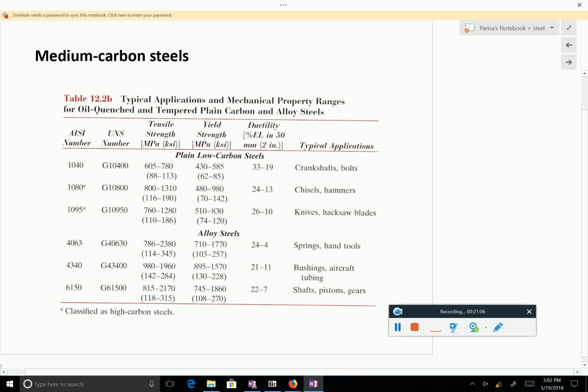Here, the same kind of thing, but instead of seeing the composition, for example, for 1040, you can see the tensile strengths. Pay attention that this is much higher than what you saw in low carbon steel. So now the strength is up to 120 KSI compared to 80 maximum. Yield strength is up to 85. You have ductility. It can be varied, and then you see here the applications.